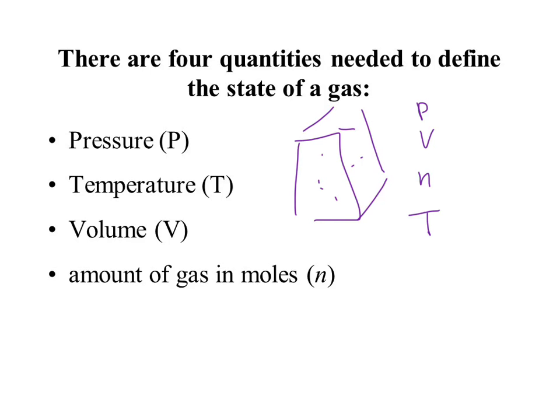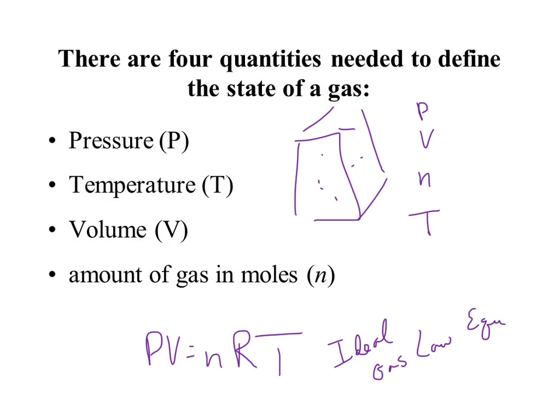I'll cut to the chase. Coming up soon, hopefully today, you'll see that there's one equation that can link all four of those variables, and we throw in a constant. PV equals nRT. That actually is called the ideal gas law equation. So you need those four things.